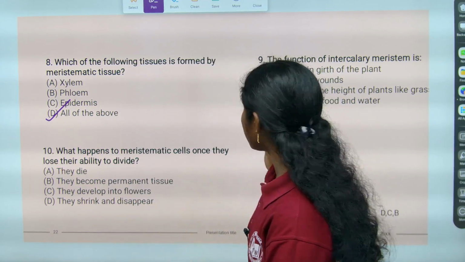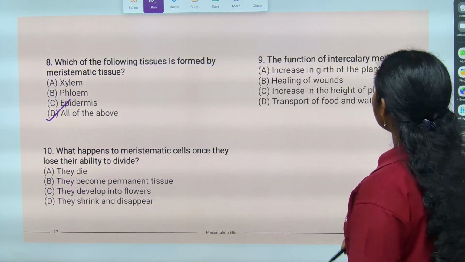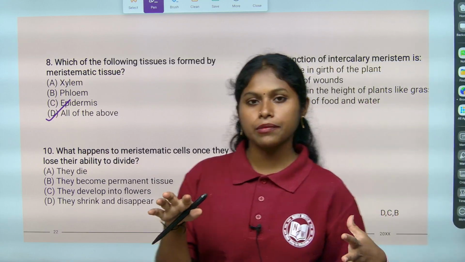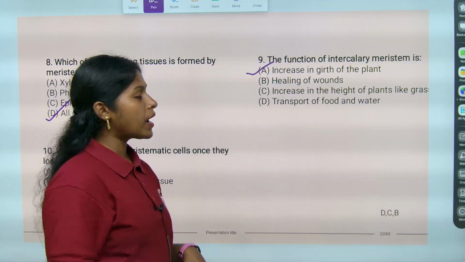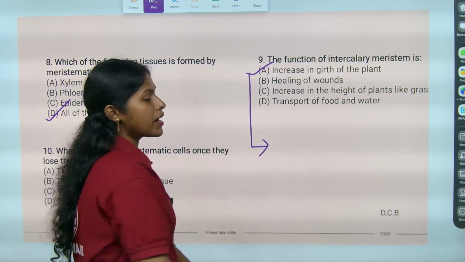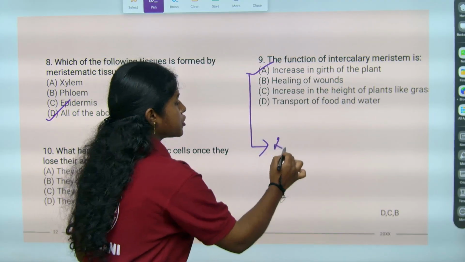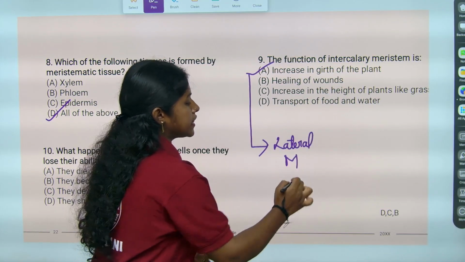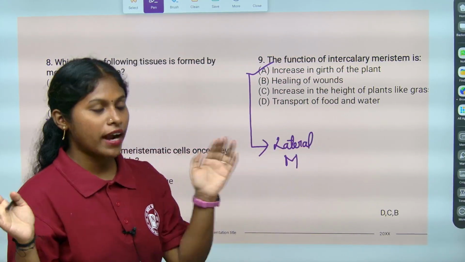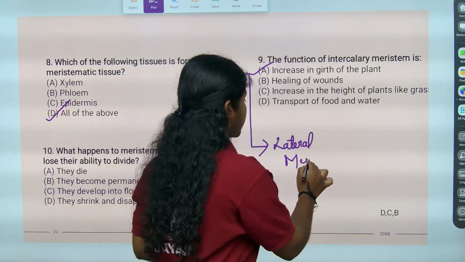So coming to the 9th question, see here, the function of the intercalary meristem. What is the function of intercalary meristem, children? Here they are asking about increasing the growth of the plant. Which meristematic tissue, children? Lateral meristematic tissue. The growth, the horizontal widening of the plant, is due to the lateral meristematic tissue, right?